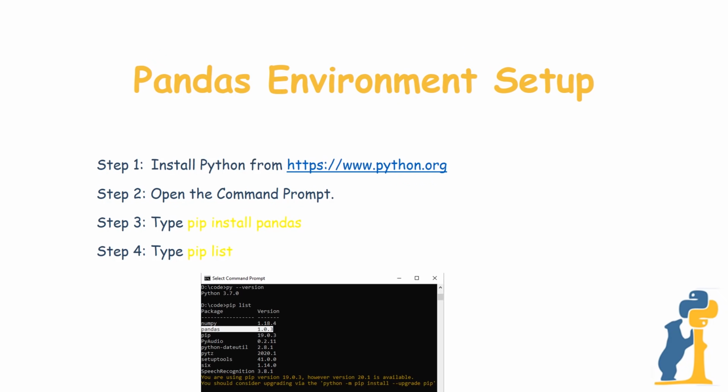For using pandas, we have to set up the environment for developing applications with pandas. First of all, you have to install Python from www.python.org. You have to download the exe file from this URL. After that, open the command prompt and type pip install pandas. After that, type pip list. The pip list command is used to get the summary of installed packages from the Python shell. Let us see the demo of installing pandas.